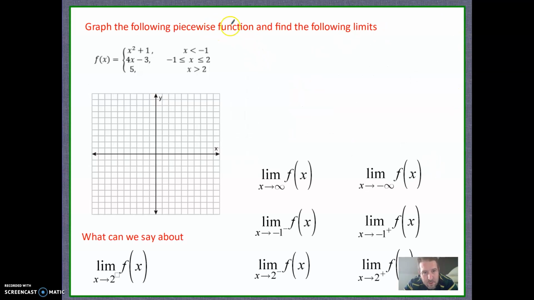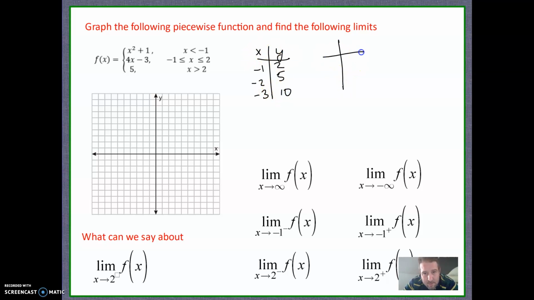Okay, so graph the following piecewise function from the following limits. We're given the information. We're being told that when x is less than -1, so I'll start with -1, anything less than it would be -2, -3, then this is the function. So -1 squared is 1, 1 plus 1 is 2, -2 squared is 4, plus 1 is 5, -3 squared is 9, plus 1 is 10.